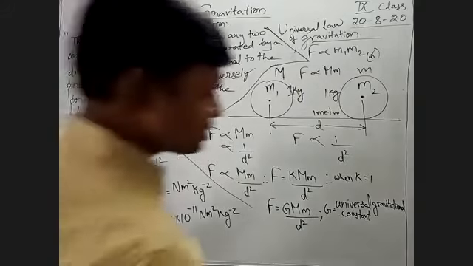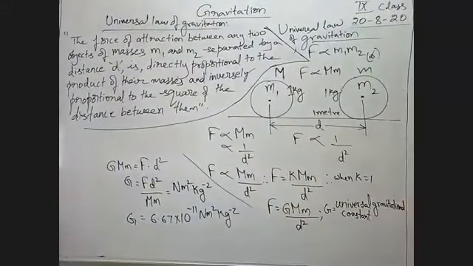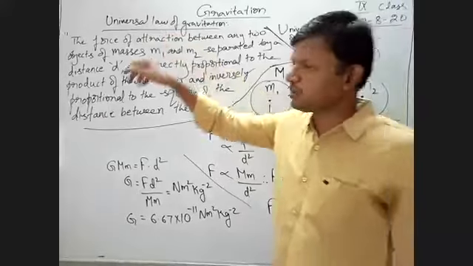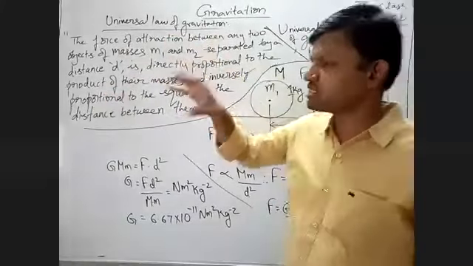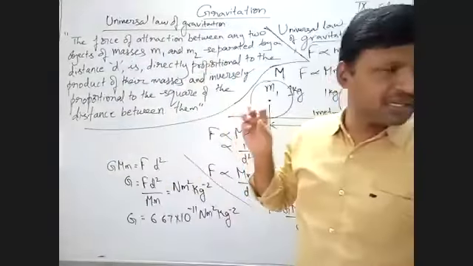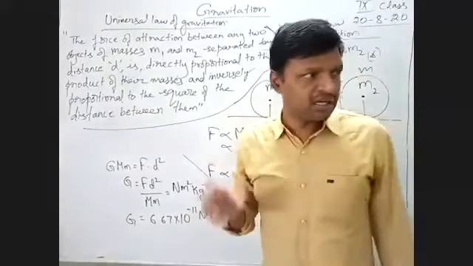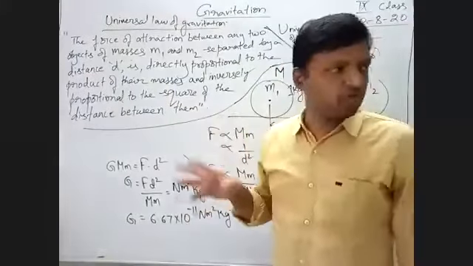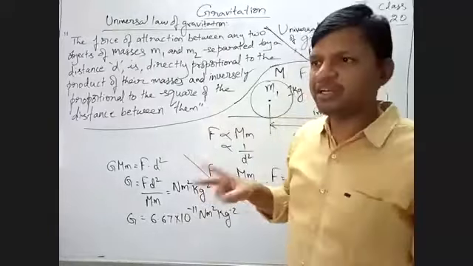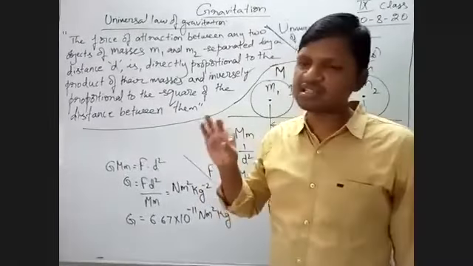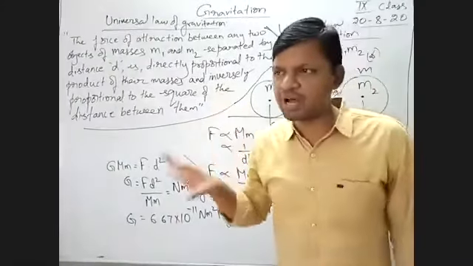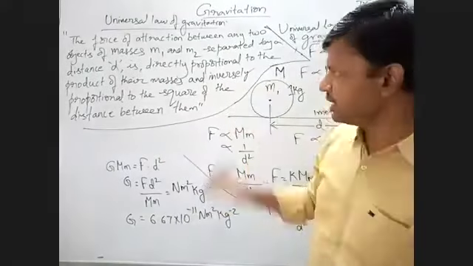Okay, students. So once again, I repeat this. What is the information? What does the universal law of gravitation tell us? It is giving us the information regarding the magnitude of force of attraction between any two objects of masses m1 and m2, or any mass, separated by a particular distance d.